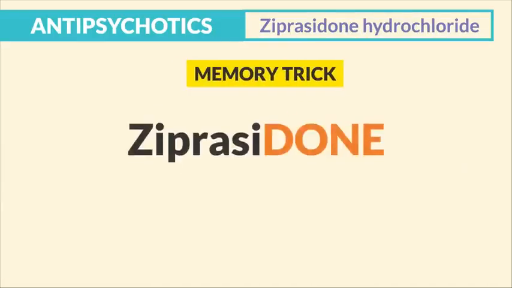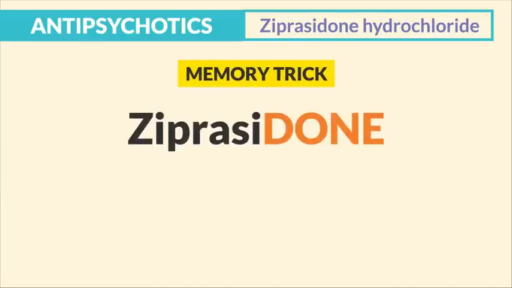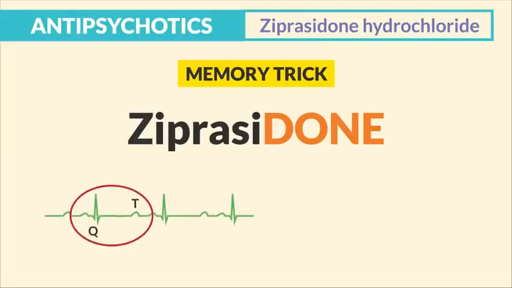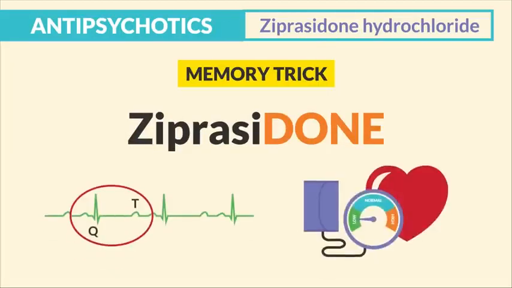And the memory trick here is ziprasidone: it done prolonged your QT waves and done dropped your blood pressure. So that's how you remember it.